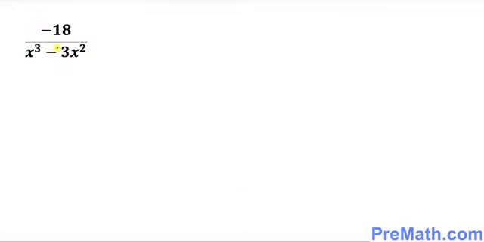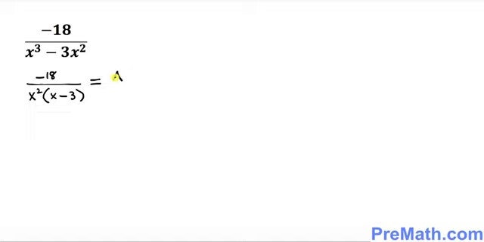Now this fraction could be written as negative 18 in the numerator, and at the denominator, look at it, what is in common, what could be factored out, and you can see that x squared is common. I can factor it out. We got x minus 3. All right, so we got x squared and then x minus 3. Both are linear, and then x squared.